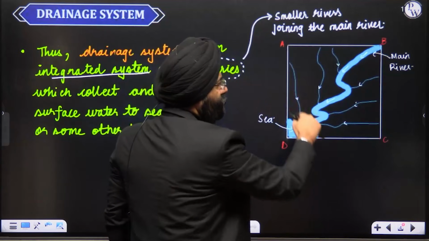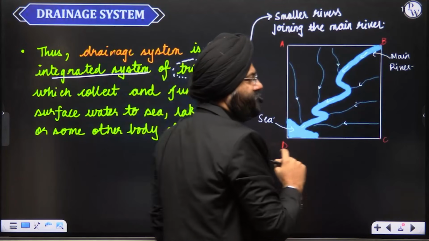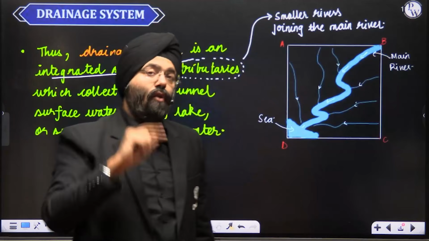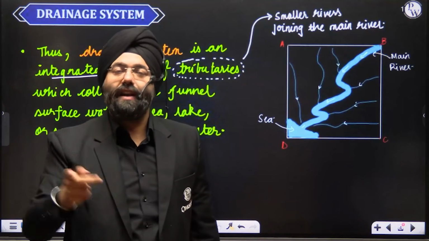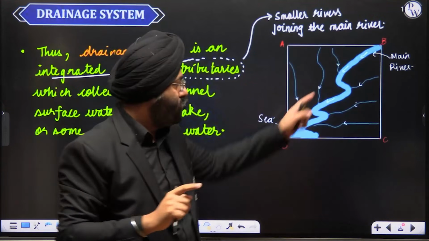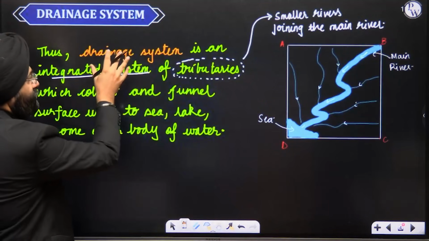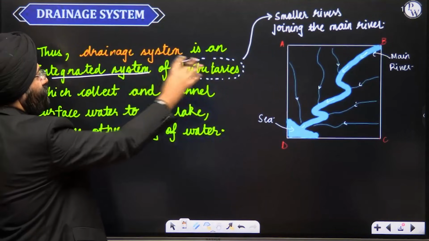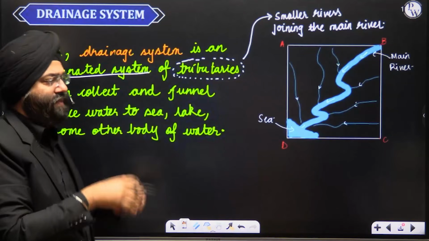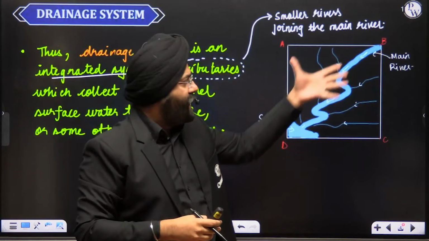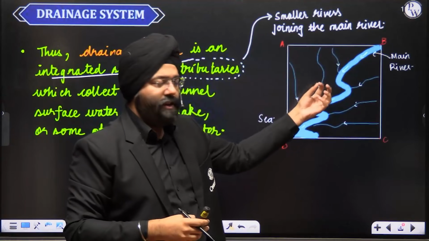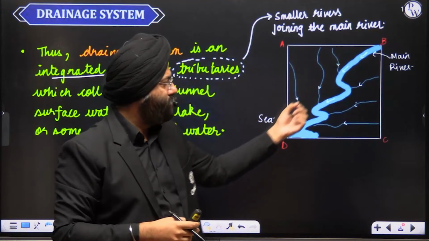These are small rivers that are joining the main river. So the small rivers which are joining the main river are known as tributaries with respect to this particular main river. Clear? Now, why is the drainage system known as an integrated system of tributaries? Because you realize that there is a main stream. Other tributaries are coming, joining them, and again the water is going to the sea.